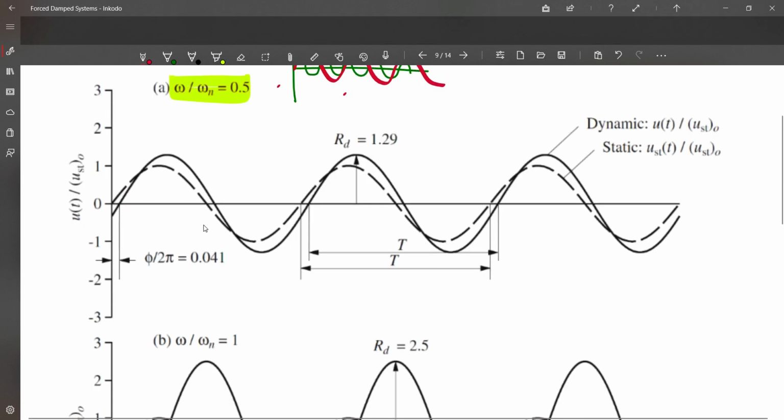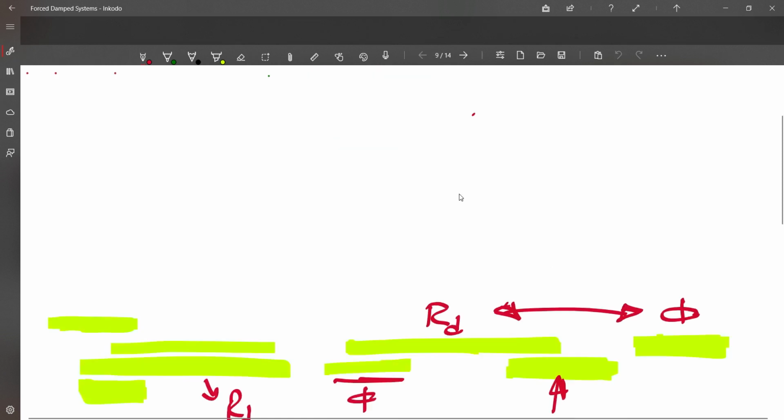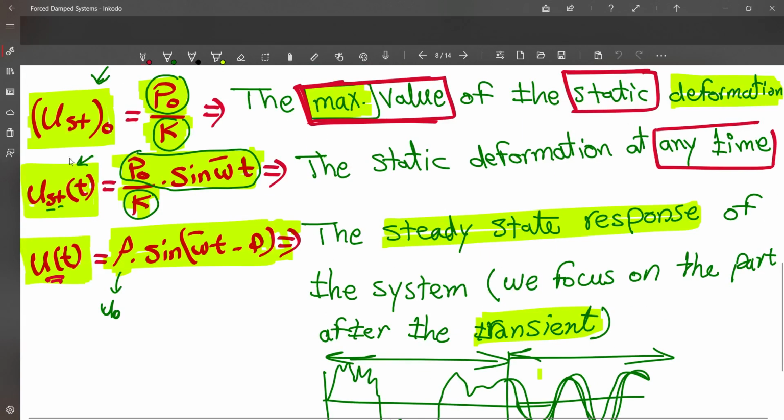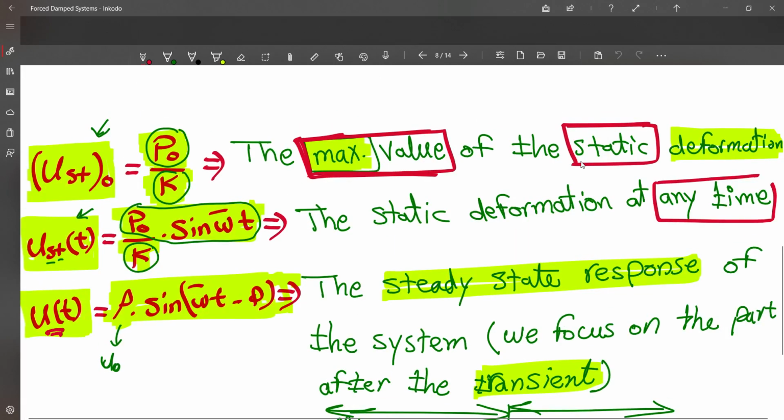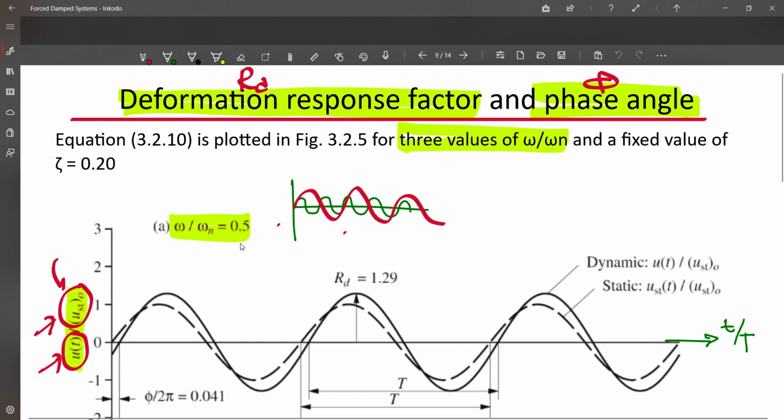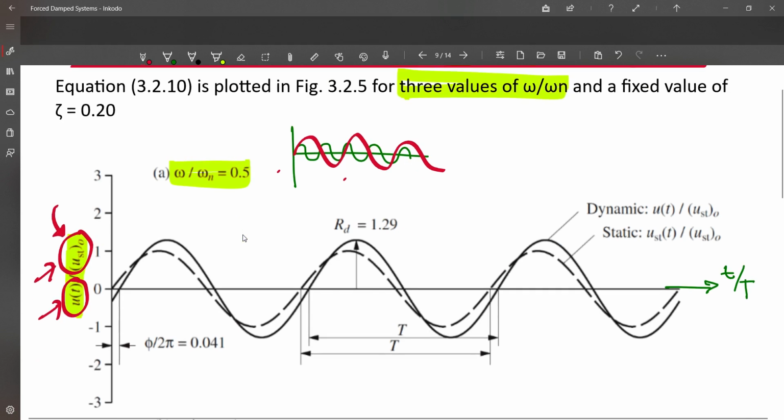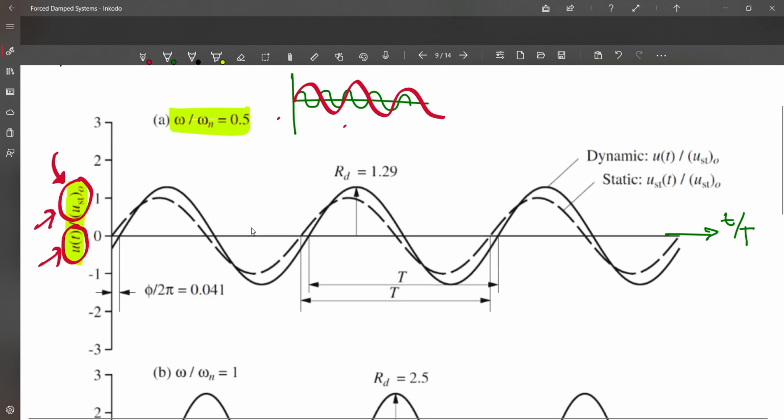Okay, now let's look at the response. As I said, the horizontal axis here is t over T, and the vertical axis, as we have put it many times before, is u(t), the dynamic amplitude or the dynamic response. This is the static response. Again, what is u static node? Let's go back: u static node, p node over k, the maximum value of the static deformation. That's the maximum value of the static response.